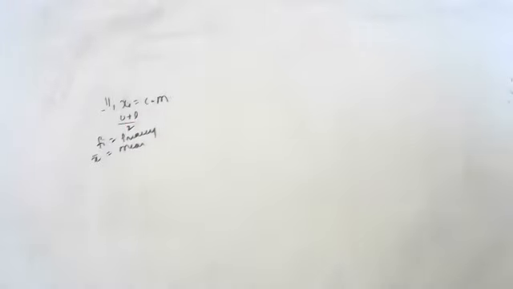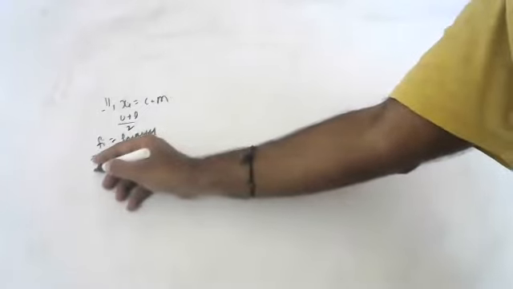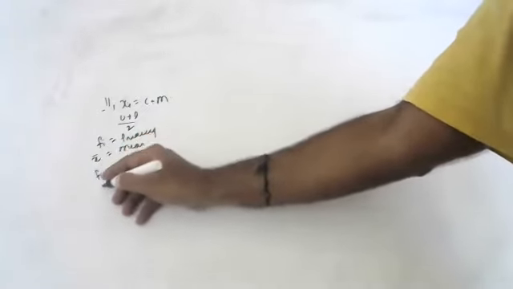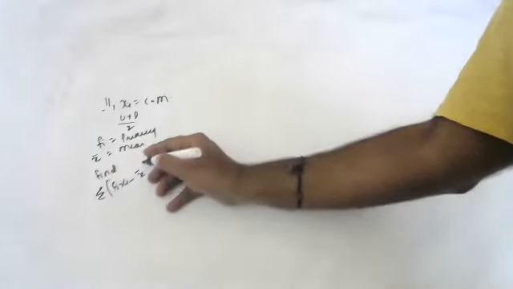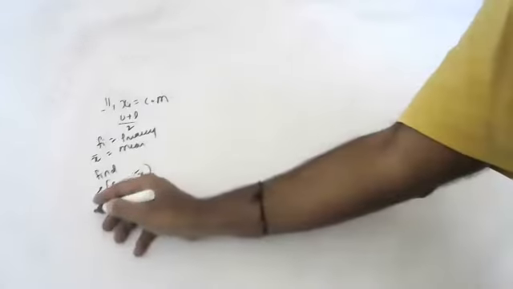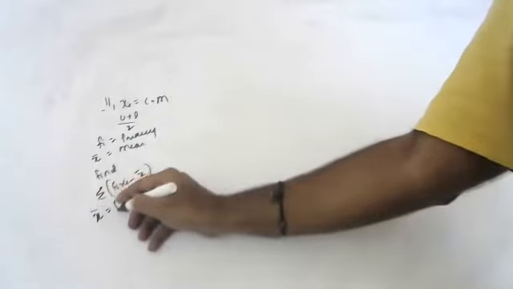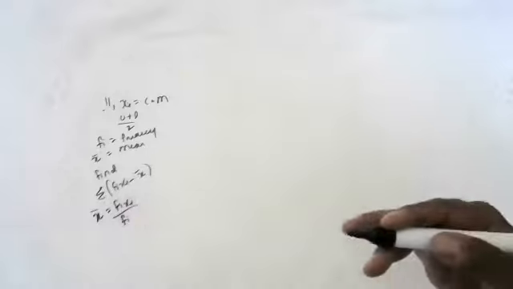So, children, he's asking to find sigma Fi (xi minus mean). He's asking like that, children. Try to see, he's asking sigma Fi (xi minus mean). If you remember, normally the mean formula is equal to sigma Fi xi divided by sigma Fi.